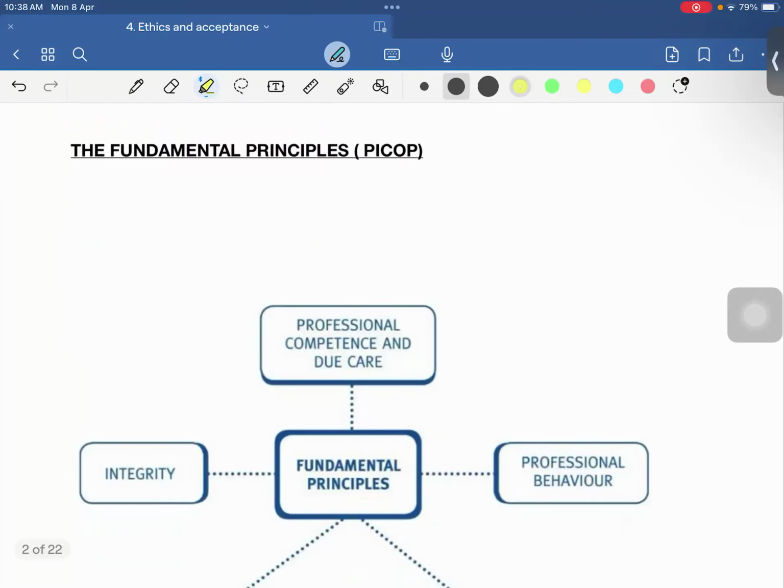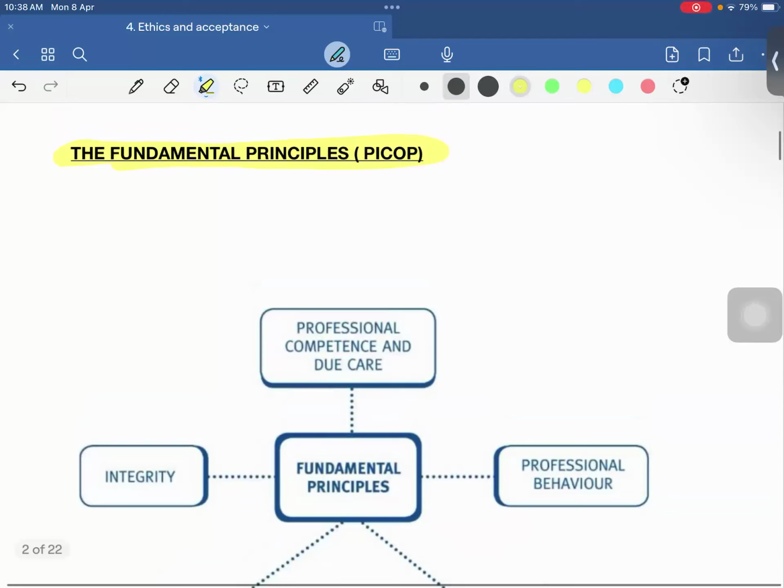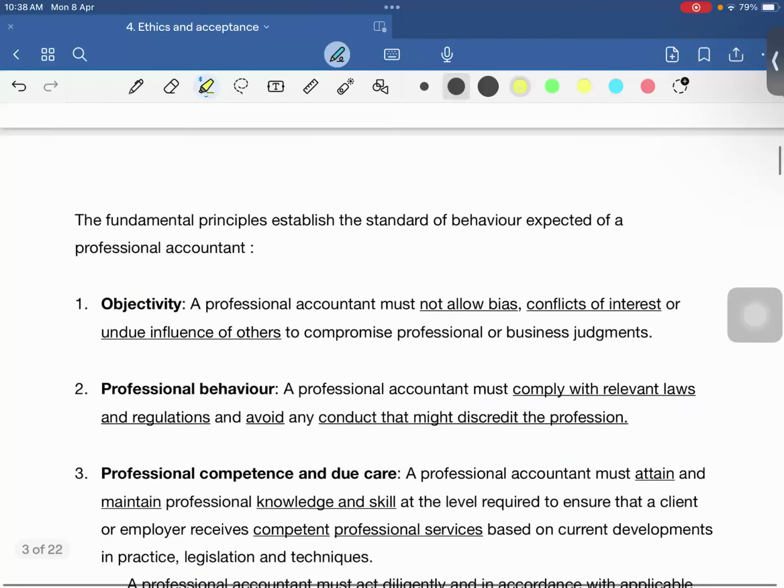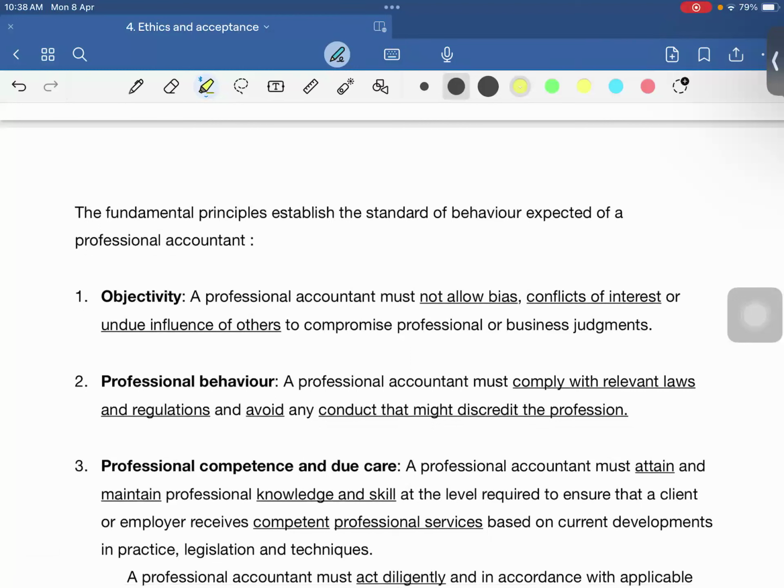Now, coming on to the first topic under this, fundamental principles. This is very important. It can be asked for a 5-mark theory question. So for the fundamental principles we have a mnemonic, that is PCOP. Clear? PCOP is the mnemonic for fundamental principles. Understood? Now, what is PCOP? We are going to start with it. First one, objectivity.